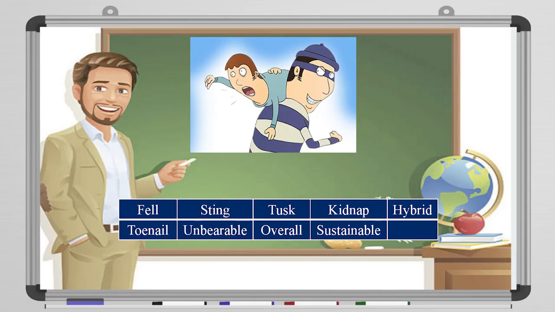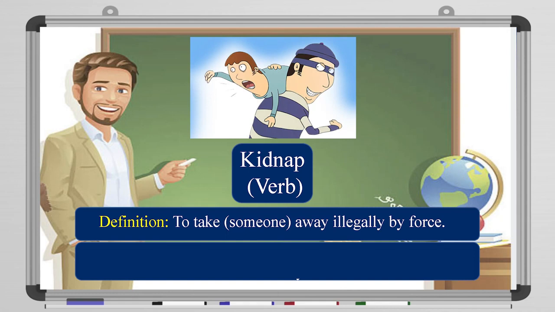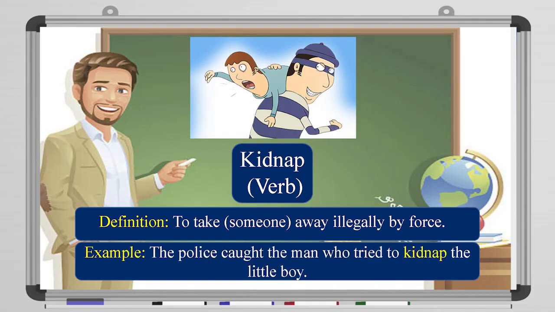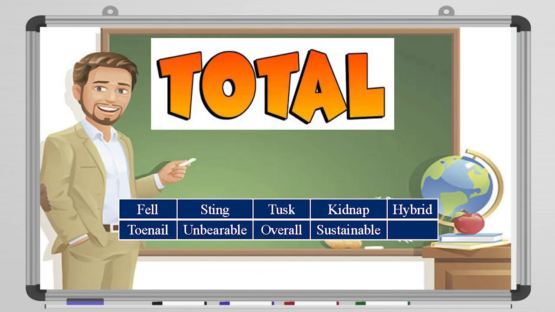So, did you get that one? Were you able to guess it? It is, of course, kidnap. So kidnap is a verb, and it means to take someone away illegally or by force. So for example, the police caught the man who tried to kidnap the little boy. Did you get that one? I'm sure you did. It's pretty easy. Let's look at the next word.